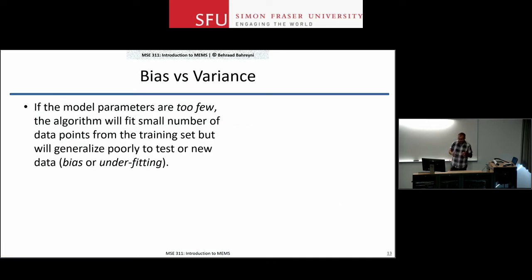Then we said, okay, usually, if you think about statistical learning or machine learning, everybody likes to have more data, right? So more data, based on what we just saw, means better performance on new data.